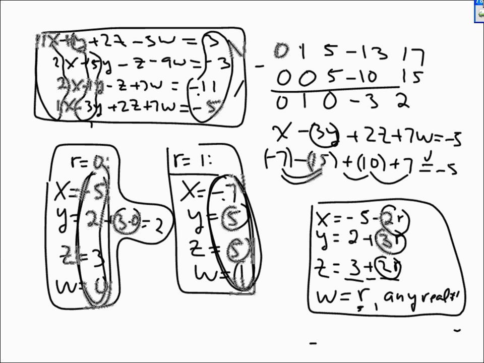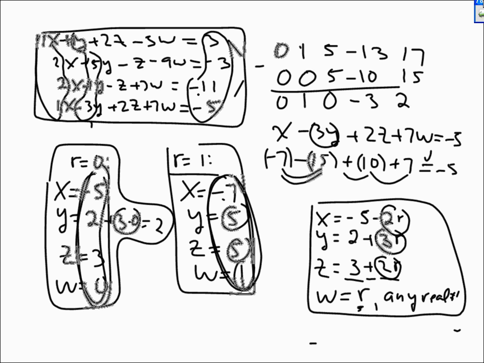This is a solution because if you plug in negative 5 for x, 2 for y, 3 for z, 0 for w, this left-hand side will equal 3, and this left-hand side will equal negative 3. Same thing with the third and fourth equation. Using these numbers for x, y, z, and w, the third equation will be negative 11, and the fourth one will be negative 5. Same exact story for these four numbers.